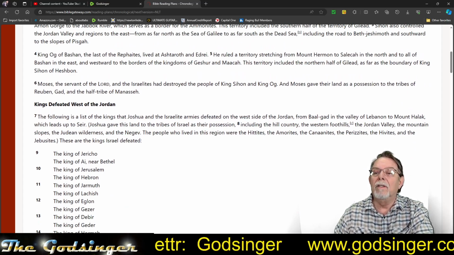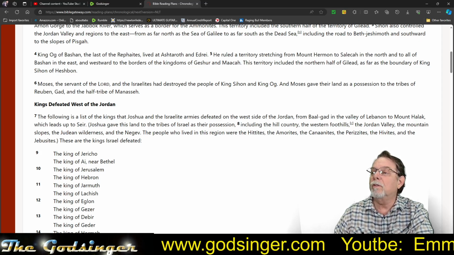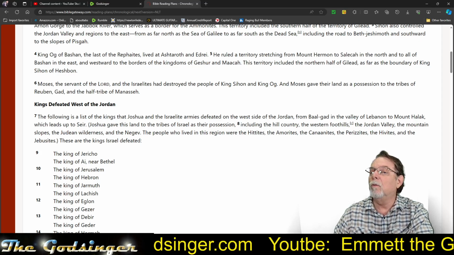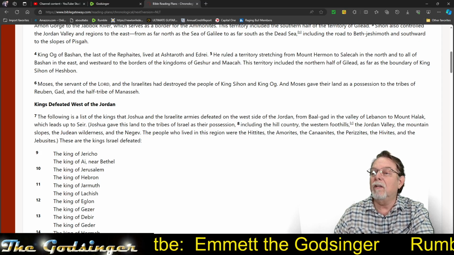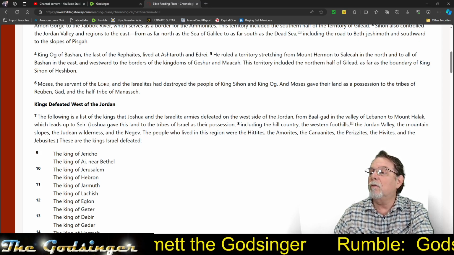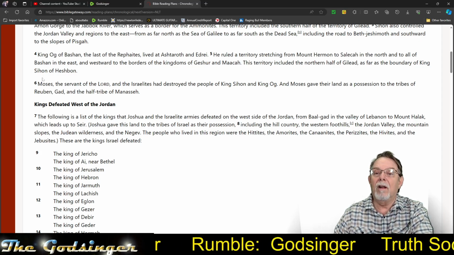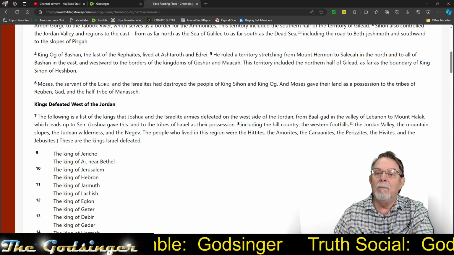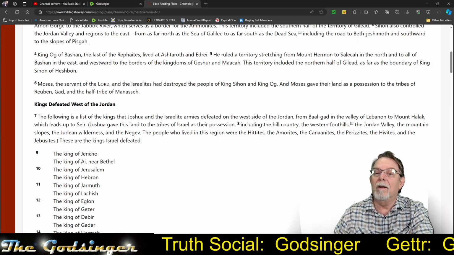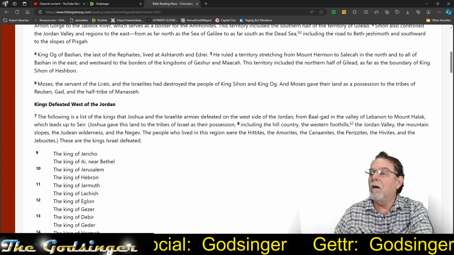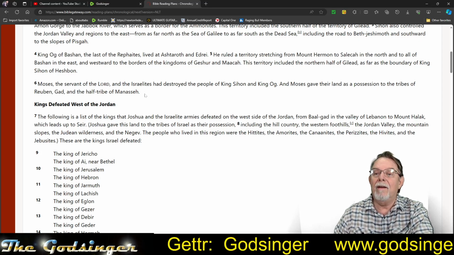King Og of Bashan, the last of the Rephaites, lived in Ashtaroth of Edrei. He ruled a territory stretching from Mount Hermon to Salekah in the north, to all of the Bashan to the east, and westward to the borders of the kingdoms of Geshur and Maacah. This territory included the northern half of Gilead as far as the boundary of King Sihon of Heshbon. Moses, a servant of the Lord, and the Israelites had destroyed the people of King Sihon and King Og, and Moses gave their land as a possession to the tribes of Reuben, Gad, and the half-tribe of Manasseh.